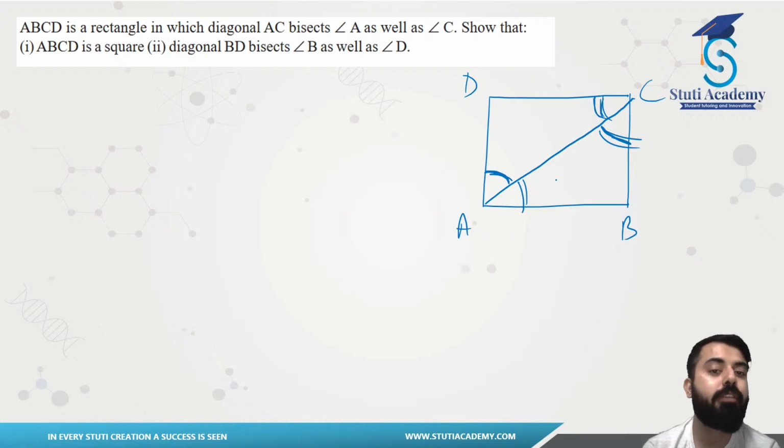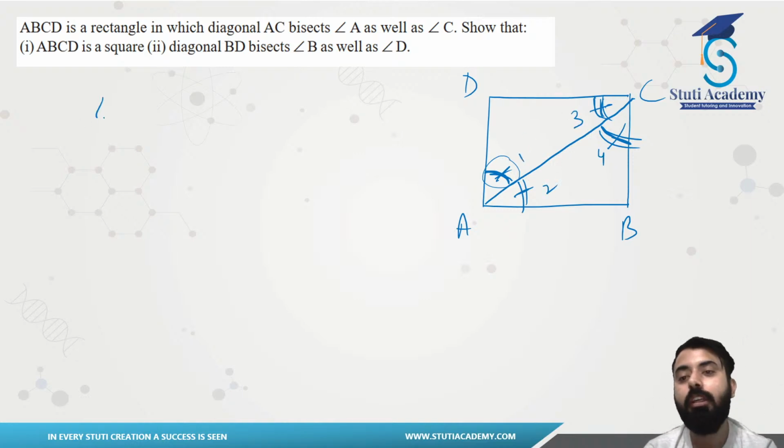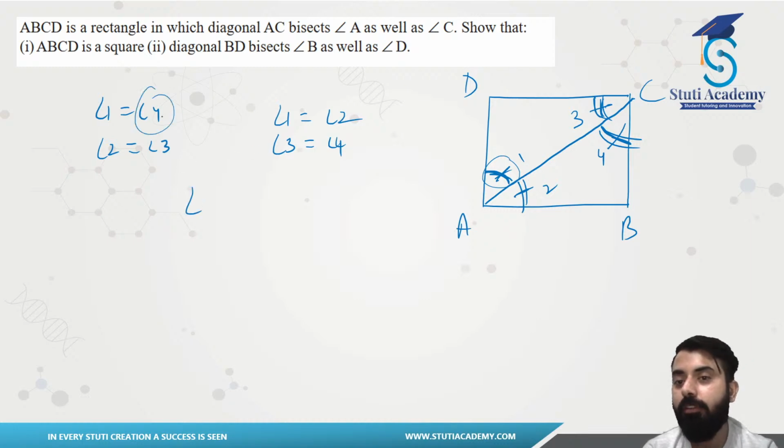And I know this part is equal to this and this part is equal to this, so ultimately these two angles will be equal. See, 1, 2, 3, 4. Since AD is parallel to BC, angle 1 has to be equal to angle 4 and angle 2 has to be equal to angle 3, right? That is the main thing. But I know angle 1 is equal to angle 2 and angle 3 is equal to angle 4. So can I write angle 3 in place of angle 4? So angle 1 is equal to angle 3 and angle 2 is equal to angle 4.